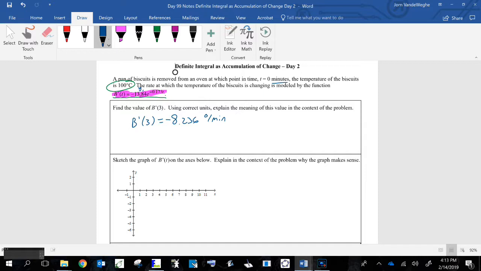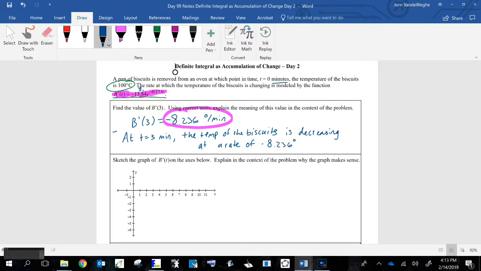What is the meaning of this in the context of the problem? Well, I know that at t equals 3 minutes, what is occurring? The temperature of the biscuits is, is it going up or going down? Since my derivative is a negative number, that tells me that the temperature of the biscuits is decreasing, at a rate of negative 8.236 degrees per minute.